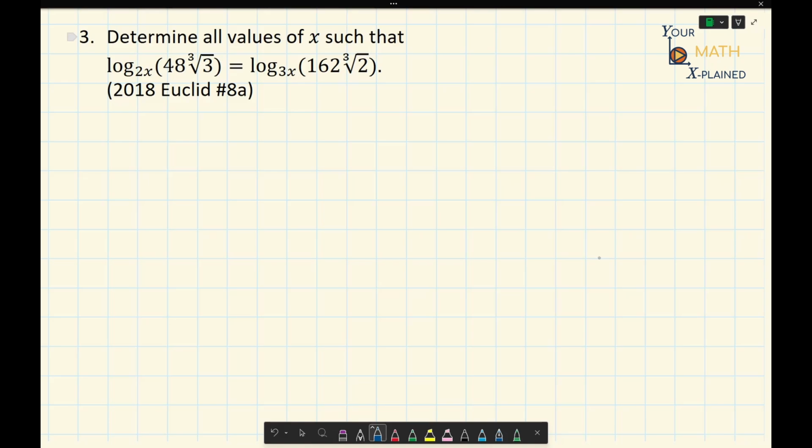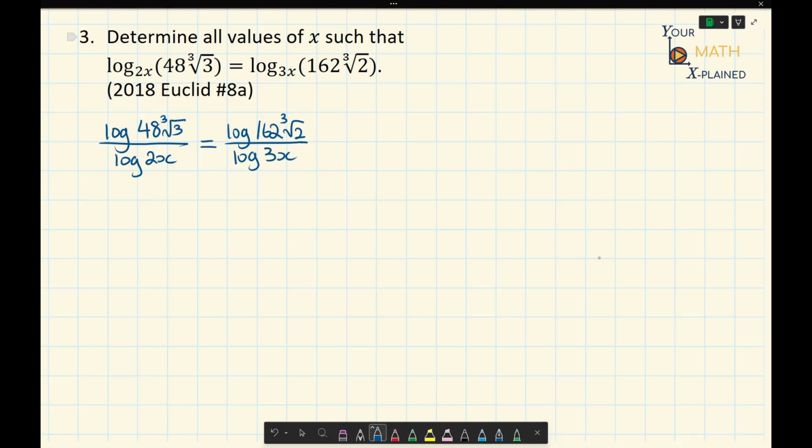So for the left-hand side, that's going to give us log of 48 times the cubic root of 3 over log of 2x. And then the right-hand side is going to be log of 162 times the cubic root of 2 divided by log of 3x. Next, we're just going to clean up the numbers a little bit.